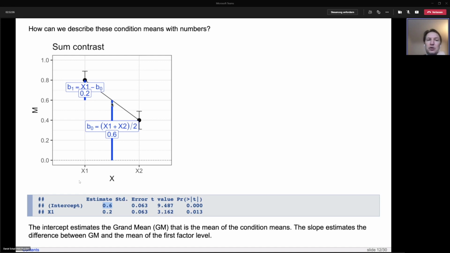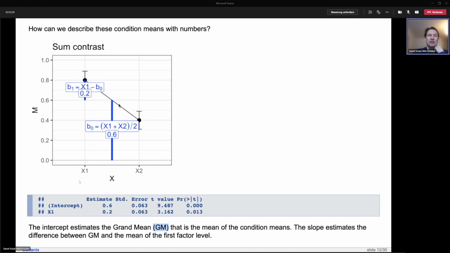That's called the grand mean. I abbreviate that as GM. And that's the mean of all condition means. So here it is the mean of two means, but if you have more factor levels, it's the mean across all condition means.